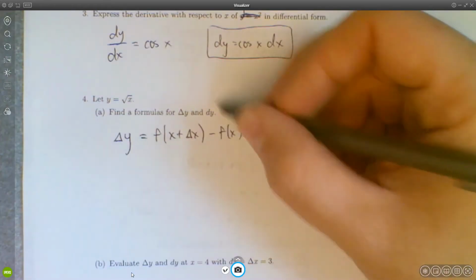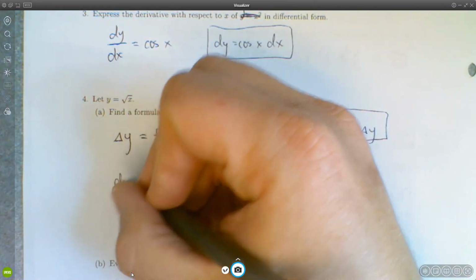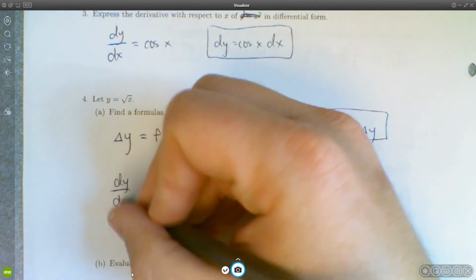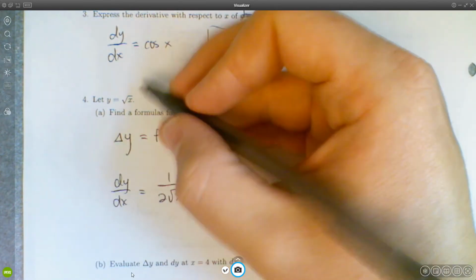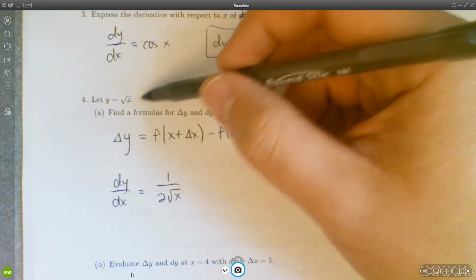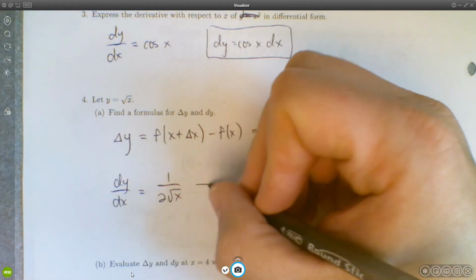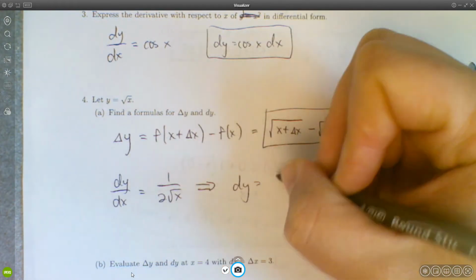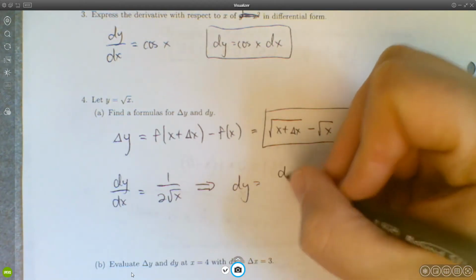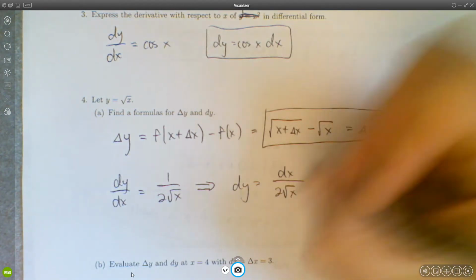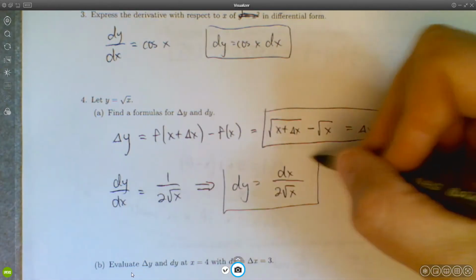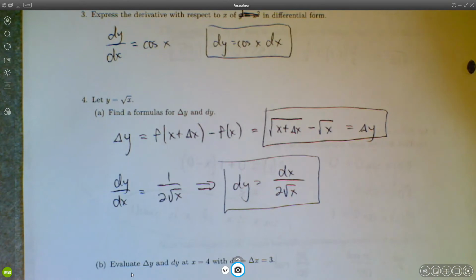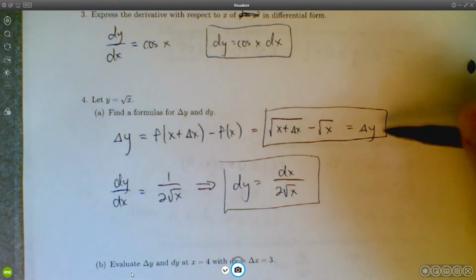Formula for dy, on the other hand, we would say dy dx is just 1 over 2 root x, right? So I'm just taking the derivative with respect to x of this function here, which means that dy is dx over 2 root x. Or you could call it 1 over 2 root x times dx, right? Whichever way. Okay? So we have those two formulas now for delta y and for dy.